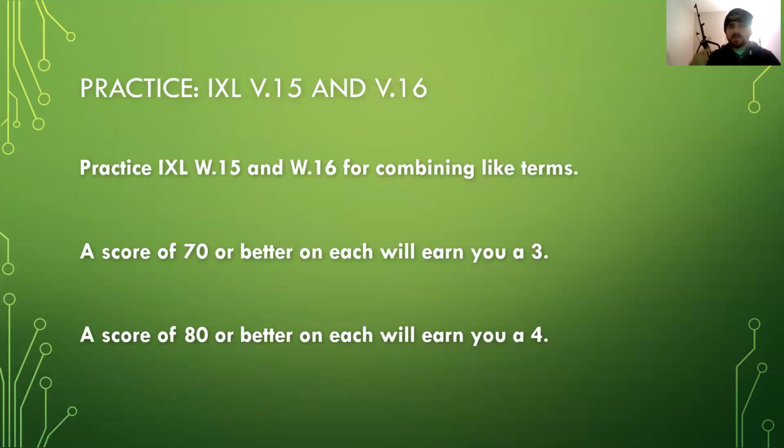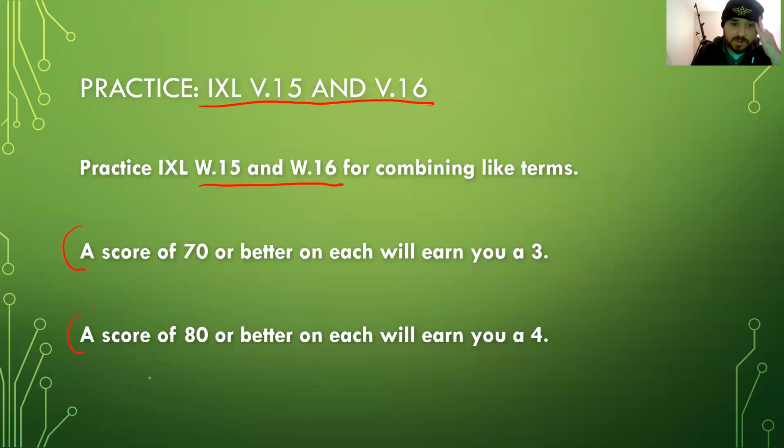Now, the practice for this first bit, and this is where we're going to end the video here, is IXL V15 and V16. There are going to be some other practices that I put into the Google Classroom. There are going to be a couple that are required of people that are on quarantine. But for the most part, the main focus I want you guys to do is keep up with these IXLs so that when you come back, we can make sure to get you back on your feet and you don't get too far behind. V15 and V16, they're pretty similar. One of them is a little bit more complicated than the other, but they're both practicing this combining like terms thing. A score of 70 on each will get you a 3.